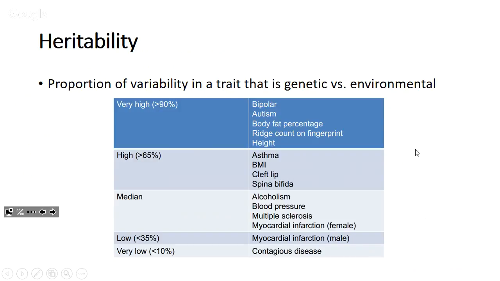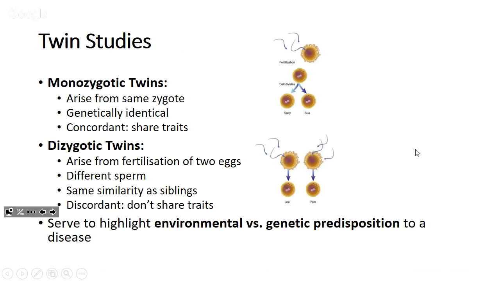Alrighty then, so heritability. This is discussing whether a trait is coded for genetically or whether it results from the environment in which an individual finds themselves. So we're looking at, like, bipolar tends to have a 90% heritability, whereas asthma only 65%. Now, how the hell did people figure this out? Well, they did their homework. They did their twin studies.